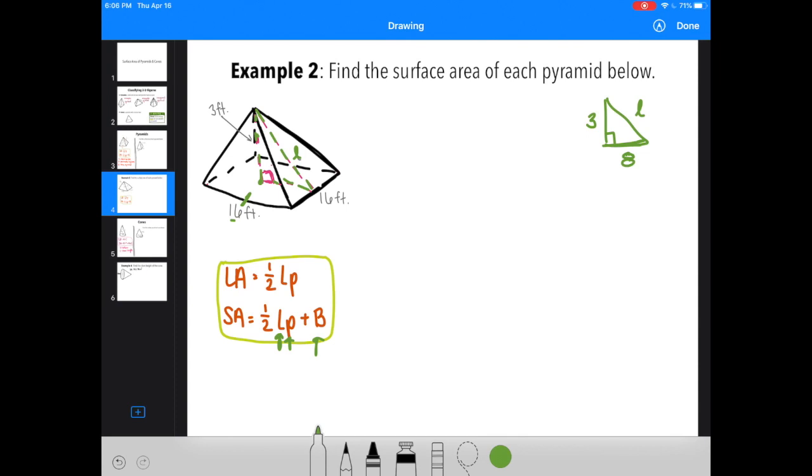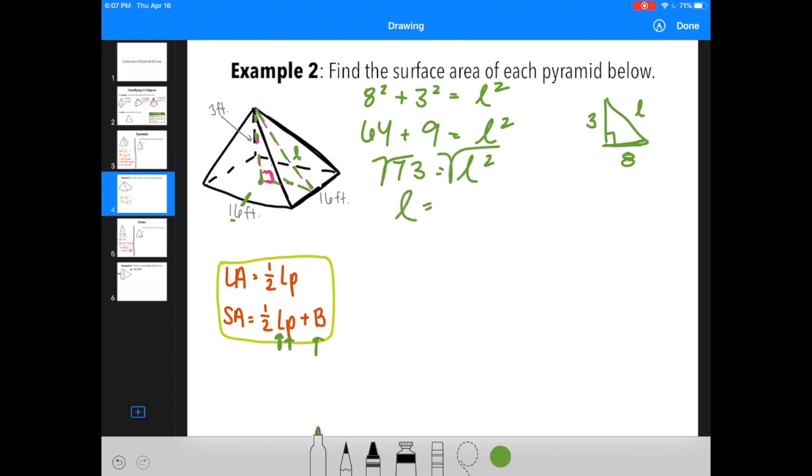Now that I have that quantity, I can use Pythagorean theorem to solve for my slant height. So 8 squared plus 3 squared equals L squared. So 64 plus 9 equals L squared. 73, right? Did I add that right? Yeah, I'm good. Equals L squared, and take the square root to give me a decimal number of 8.54 as my slant height.